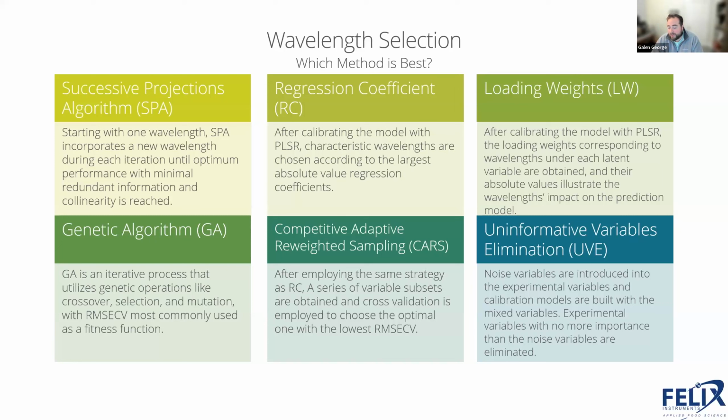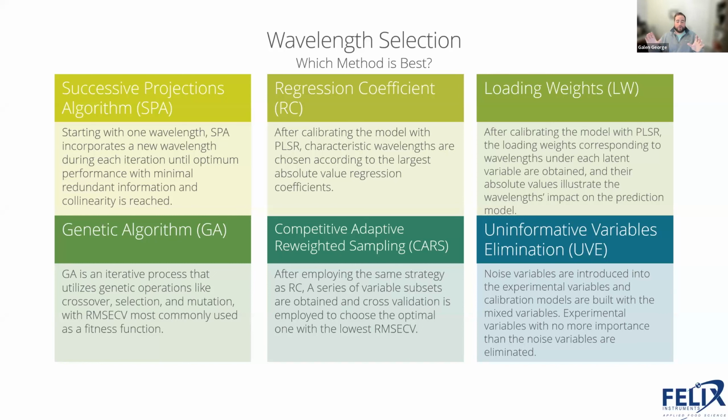Uninformative variables elimination. This is kind of an interesting one. This is actually different than most of the other ones because you're adding in variables that are just noise. And then you're building an actual model with those noise variables in it. And then you're seeing which of the actual experimental variables that you have are essentially equivalent to the noise variables.